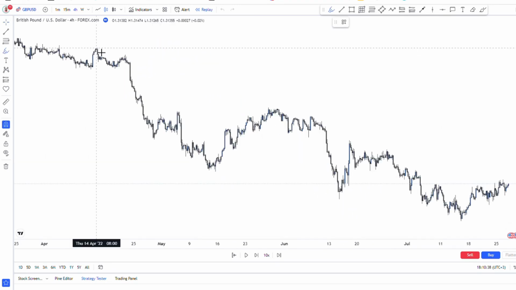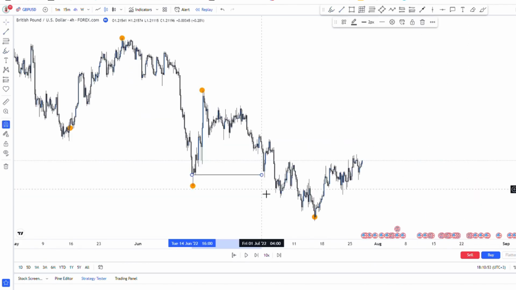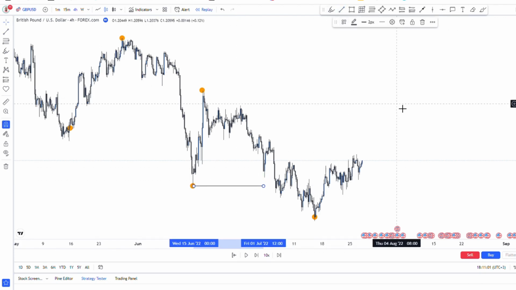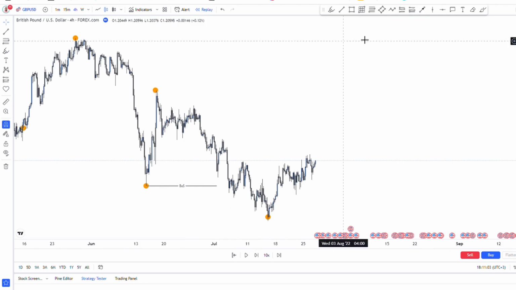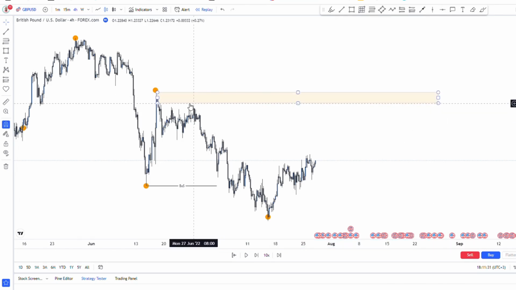So we have a bearish order flow. There's a swing high there, swing low, swing high, swing low, swing high, and another swing low. So we have a break of structure down here, and this break of structure has originated from this zone here. So that's the origin zone.